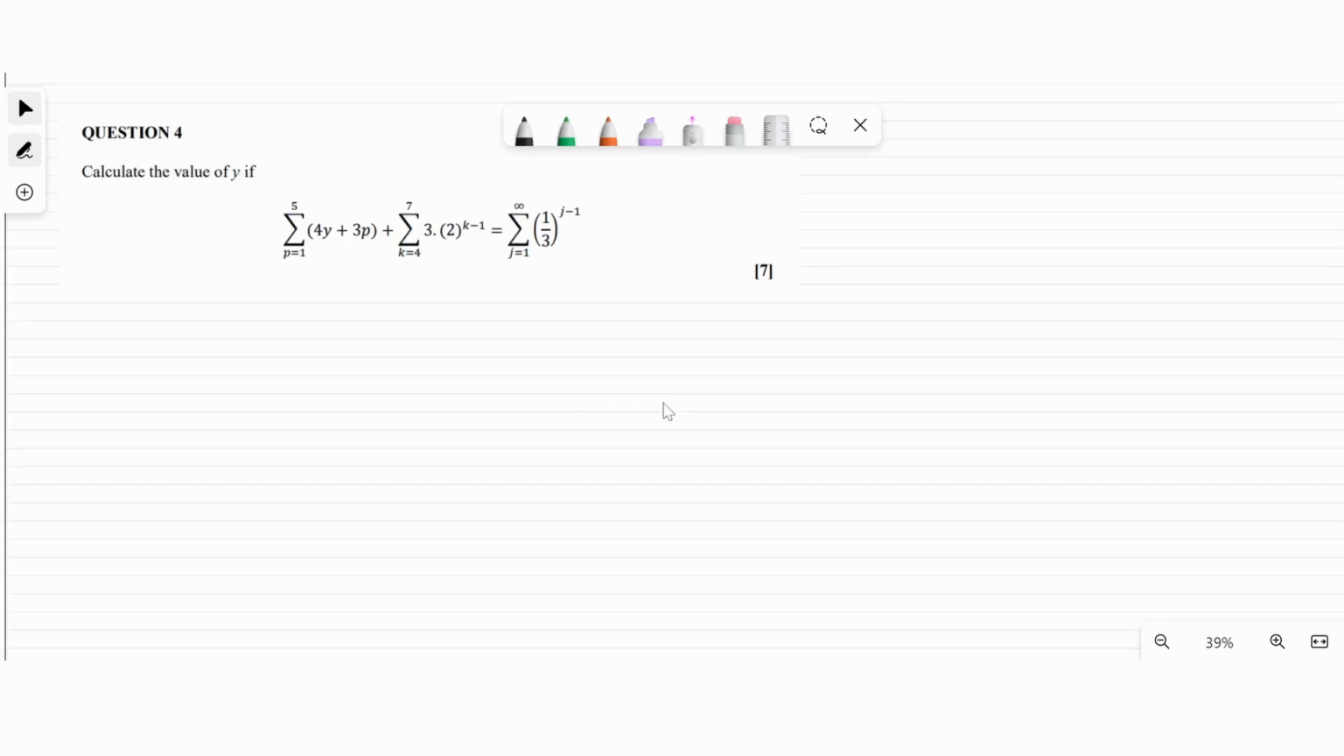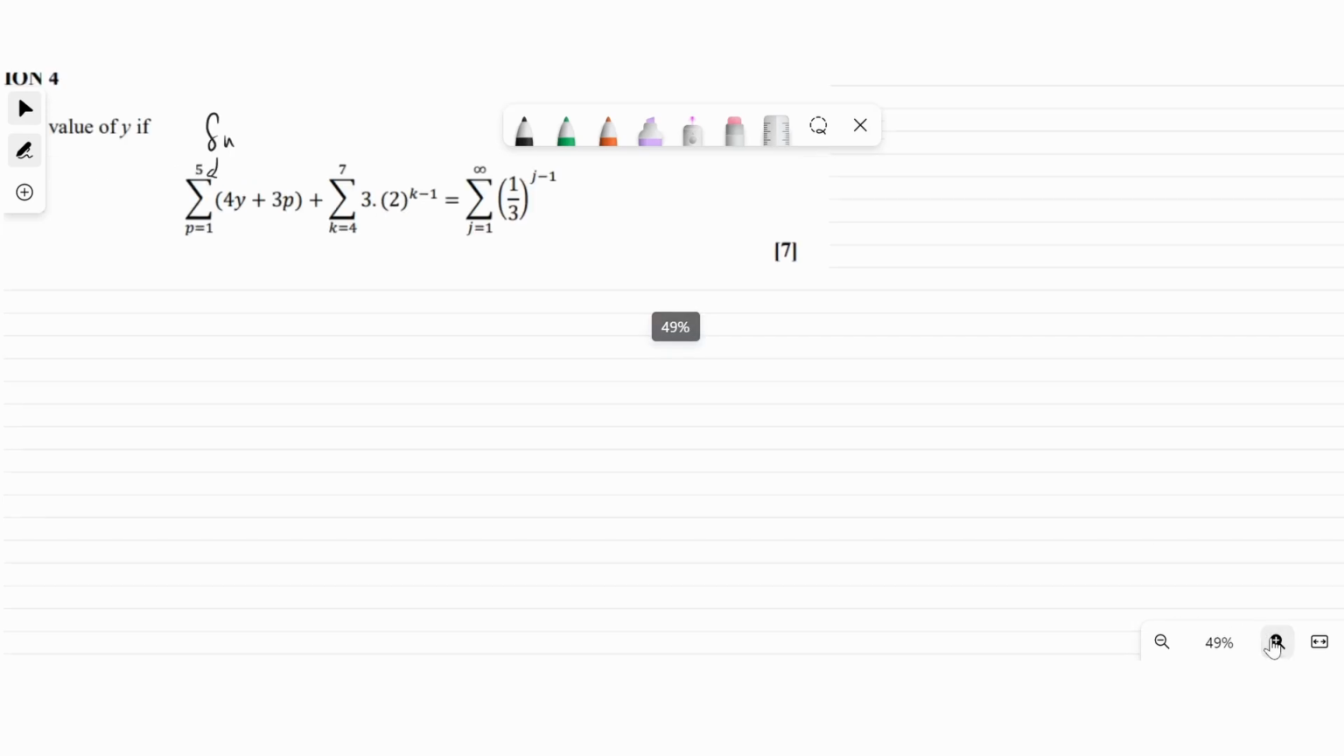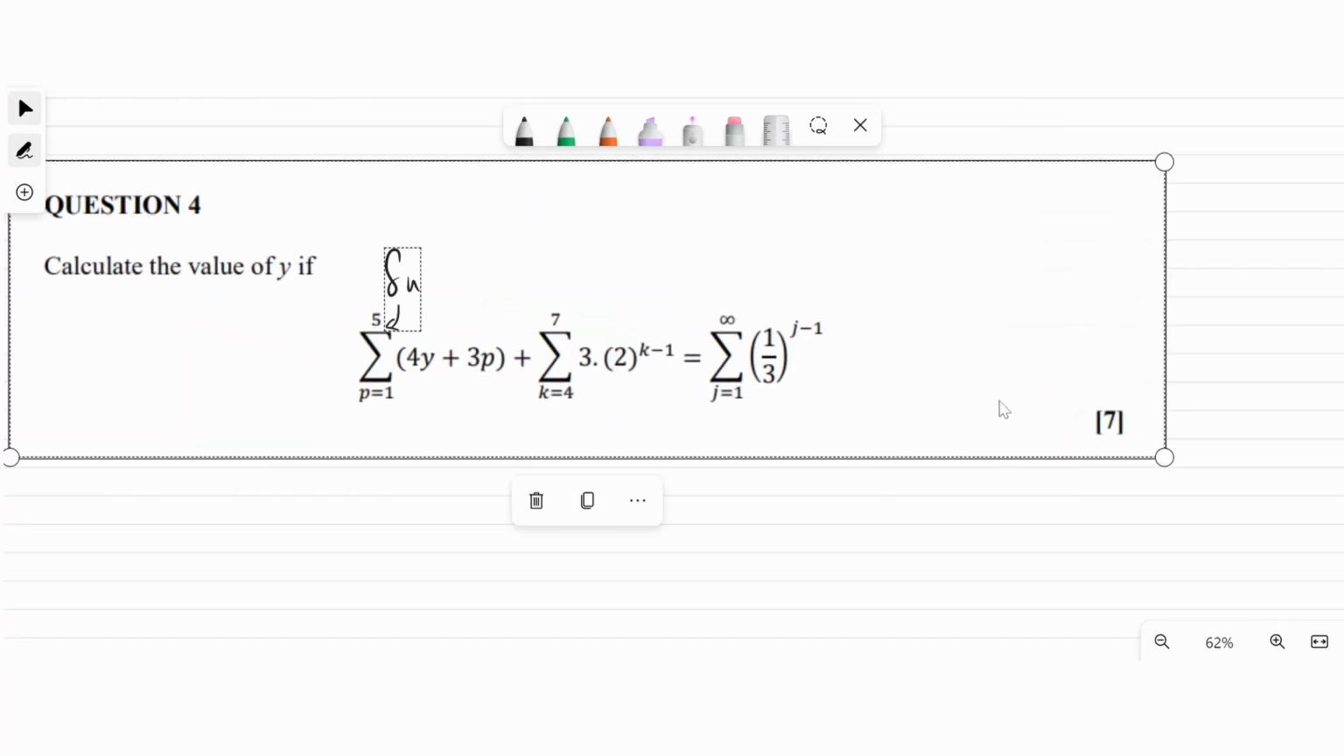Now moving to the last question, it says calculate the value of y if, then they give you the sequence, right? So we see the fact that this summation sign represents Sn. It's very important to know that. Then what I'm going to do is break it down into portions to find the Sn for each, then equate them together to find the value of y.